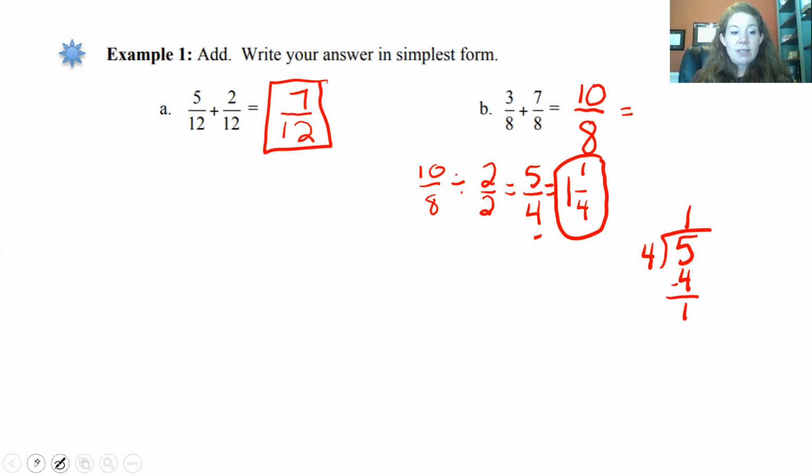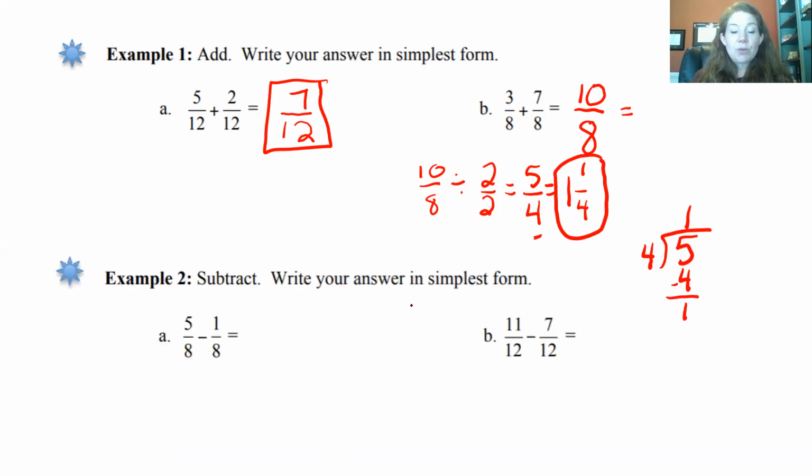Moving on. Example 2, we're going to subtract this time. They already have common denominators, so we're going to keep the denominator of 8. Then we subtract 5 minus 1 and get 4. Both of those numbers are divisible by 4. 4 divided by 4 is 1. 8 divided by 4 is 2. And so that is our final answer.